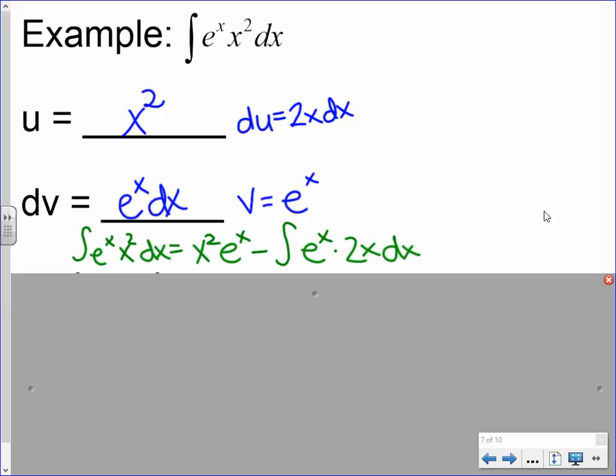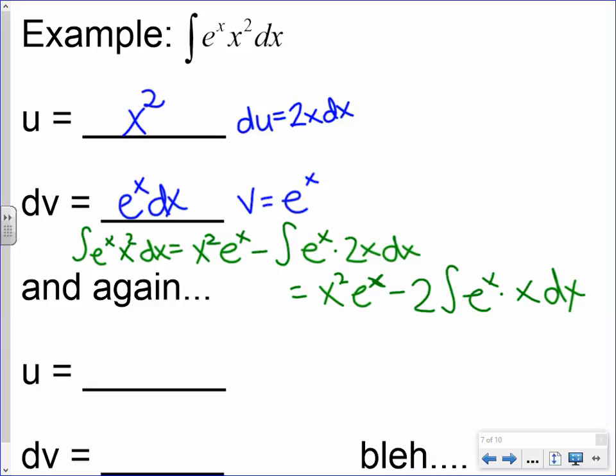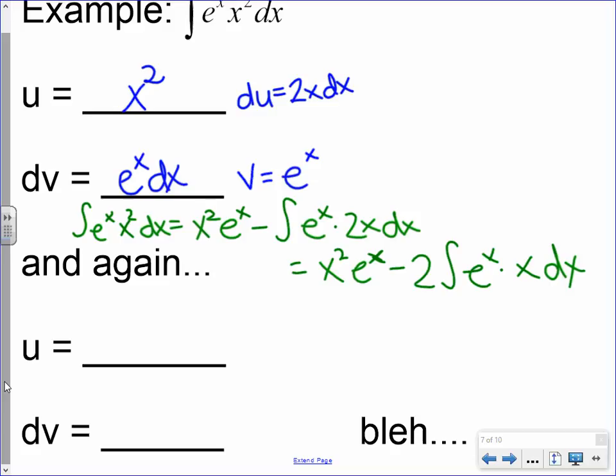Okay? If we rewrite this, we have x squared e to the x minus 2 times the integral of e to the x times x dx. So then e to the x times x dx, we can't take that integral. So we have to do integration by parts again. Okay, it's right above. I know, but let's pretend that we didn't do that.